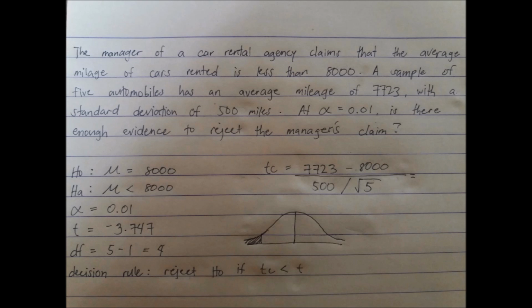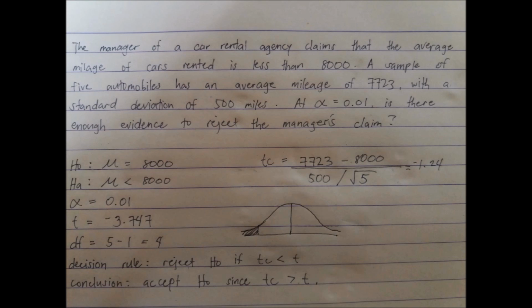Now we have to go back to our decision rule to check if we have to reject or accept our H sub 0. Since negative 1.24 is greater than our t, which is negative 3.747, our conclusion would be to accept our H sub 0 since Tc is greater than t. Therefore, the average mileage of cars rented is less than 8,000.